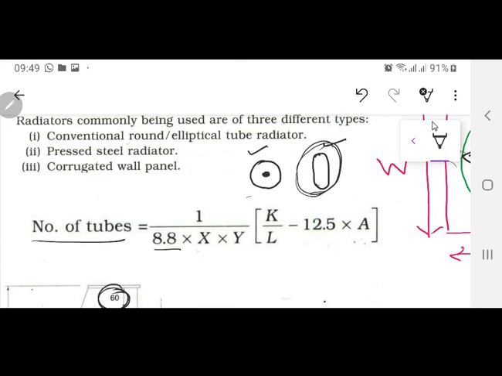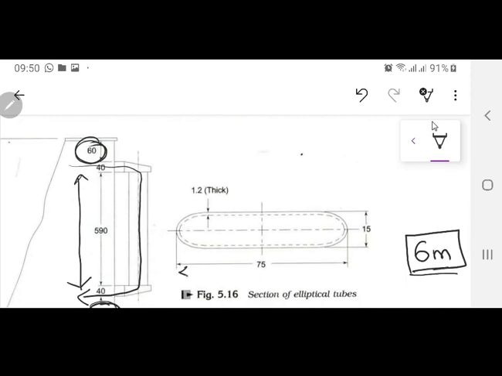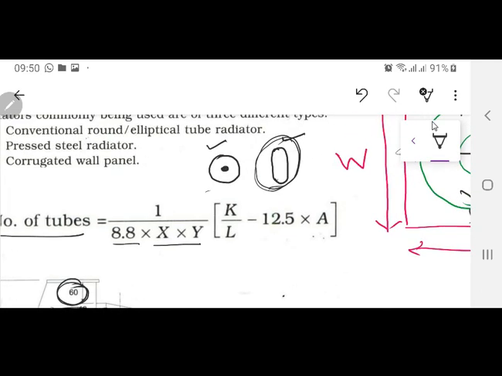Now if you see this formula, number of tubes you require, here 8.8 factor multiplied by x cross y. What is x cross y? X cross y is the G. This is x and this is y. So you are trying to find out actually the surface area of your tube over there by this formula. What is K over here? K, as depicted in this one, is actually the total loss. This is actually the total loss that you are going to dissipate. And what is L? L is the average oil temperature that you are going to have in your design.